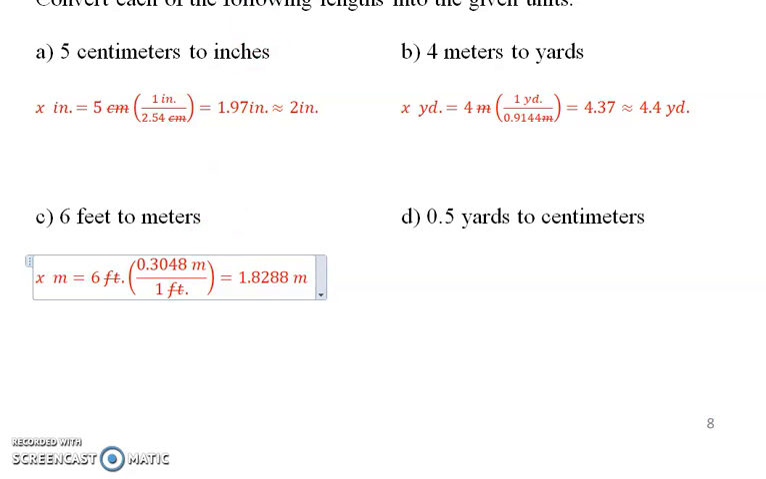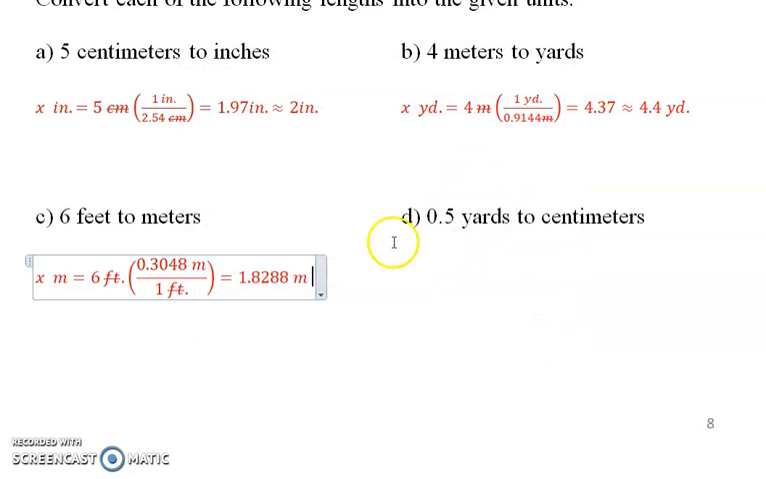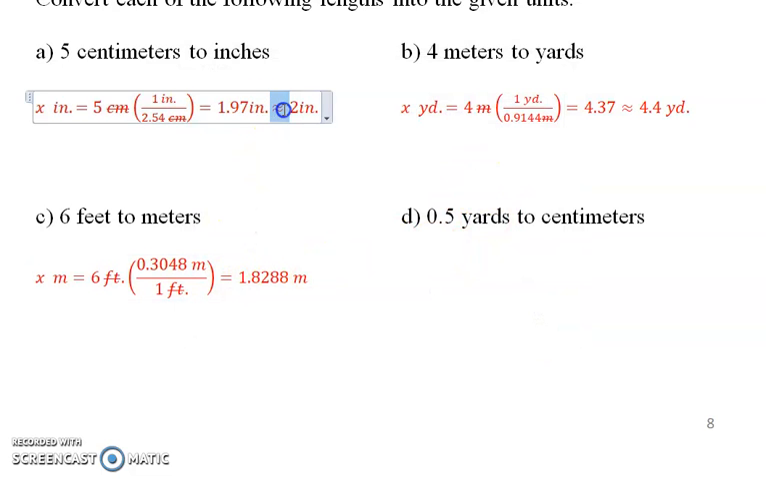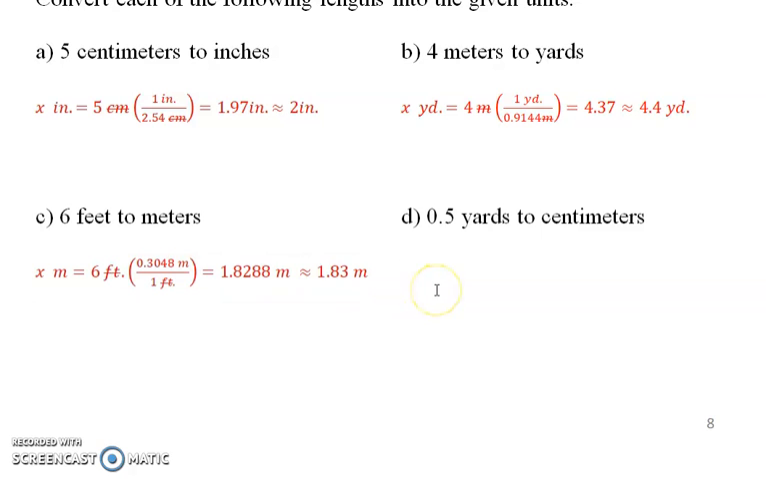Which is approximately equal to 1.83 meters. I usually go 2 places after the decimal for meters, because that's your centimeters. If you did 3 places, it's millimeters, so it's really not a difference. To the eye, it's very difficult to see the difference.